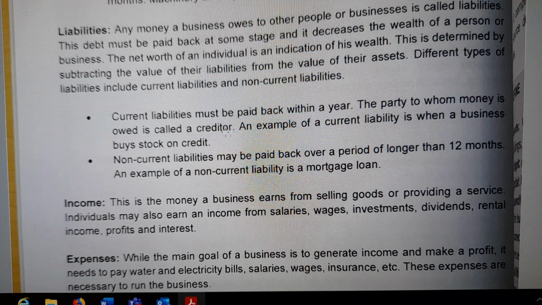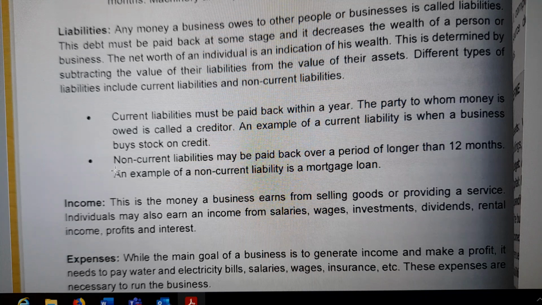The party to whom the money is owed is called the creditor. If I'm a business and I owe you, you are the creditor. If I'm the business, I owe Macro 10,000 rand. Macro is the creditor. An example of a current liability is when a business buys stock on credit. If I sell toothpaste and I stock from Macro, I buy on credit. Macro is my creditor, and I have a current liability with Macro.